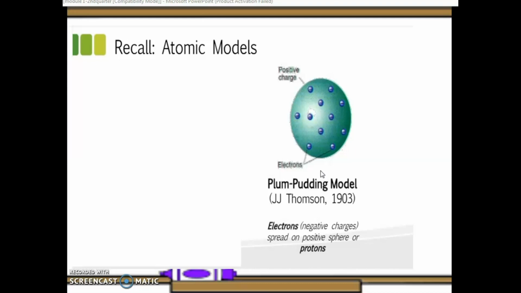This is the plum pudding model of J.J. Thomson. Thomson discovered the negatively charged particles, electrons, through his cathode ray experiment. He noticed a movement in a tube. He called the movement cathode rays. The rays move from the negative end of the tube to the positive end. He realized that the rays were made of negatively charged particles, electrons. Based on the result of this experiment, he came up with a new atomic model known as the plum pudding model. It describes that the atom is made of a sphere of positive charges with negatively charged electrons embedded in it.